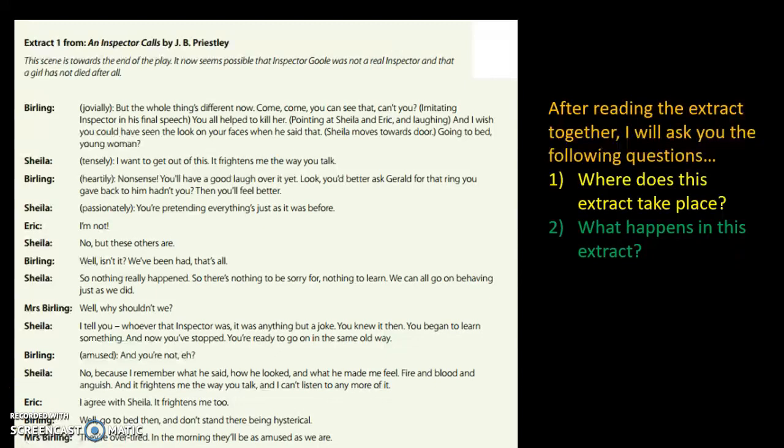Okay, so just to recap now, obviously the information here is always useful that the exam will provide. Where does the extract take place? You should have worked out that this is from Act 3. And you also need to think about what is happening in this extract as well. So this is where the Birling family think that it was all a hoax. You still need to think about the key quotations that are used here.